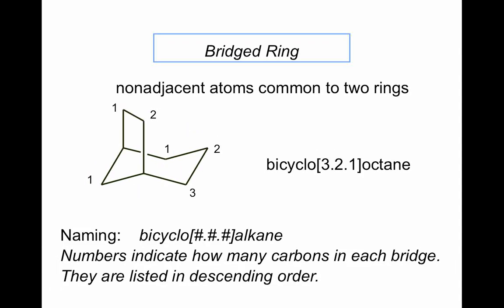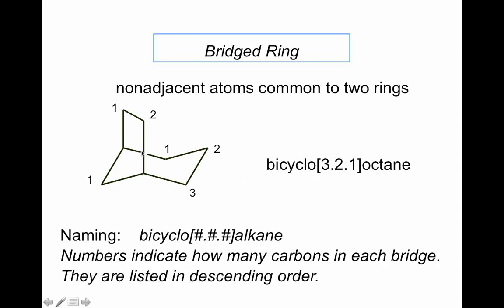Bridged ring systems, in contrast, share non-adjacent atoms that are common to two rings. What this does is it creates a sort of structural bridge, as you can see here, 1, 2, on top of this cyclohexane ring on the bottom. This is a bicyclic system that contains only two rings.